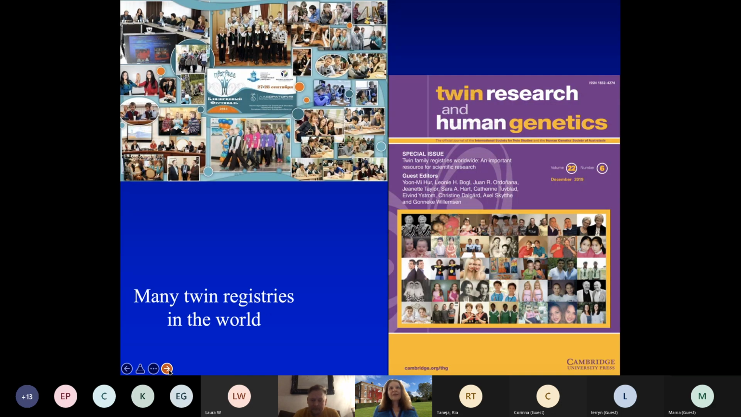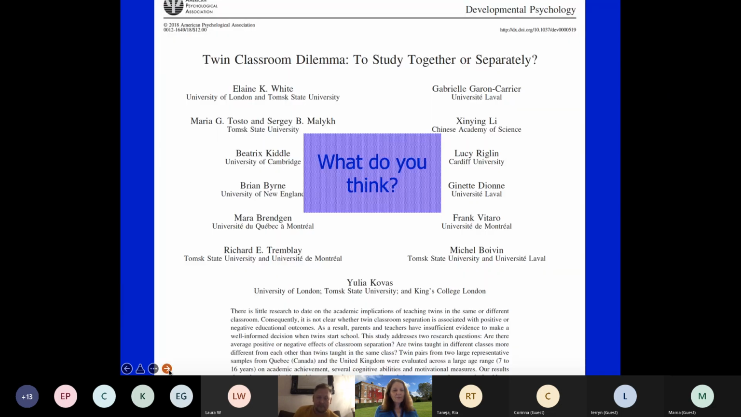One last thing about twin studies: I want to say that there are many twin studies in the world. For example, this journal in 2019 published a collection describing all the many twin studies in different countries. I have also been involved in working with twins in Russia and in the United States. And I also know very well some other researchers in different countries who work with large twin studies.